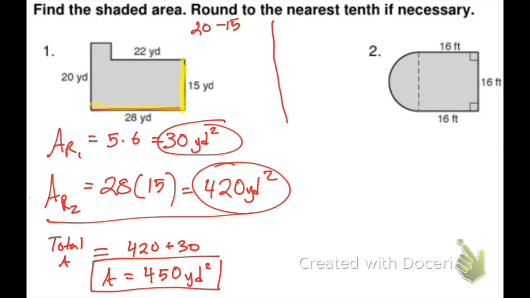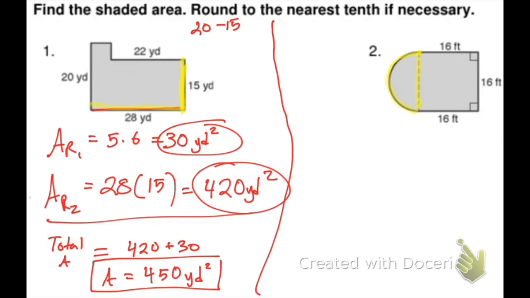So question 2, I have my two simple shapes here. Now this is a square. We can tell because it's 16 and 16, so right away we know it's a square. That's my first simple shape with this composite figure. And here's the second simple shape. Now hopefully you guys can see this. It's just half a circle.